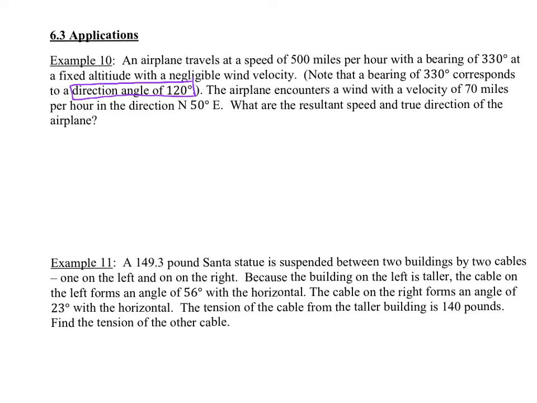Let me first consider the airplane. I'm going to call it A. The airplane travels at a speed of 500 miles per hour. The 500 is going to be its magnitude, and it tells me the direction angle is 120 degrees. So I'm going to go ahead and write that in component form, because in order to add or subtract vectors, I need to change them to component form. So this is my component form for the airplane. Now the airplane encounters a wind. That's called the wind W.